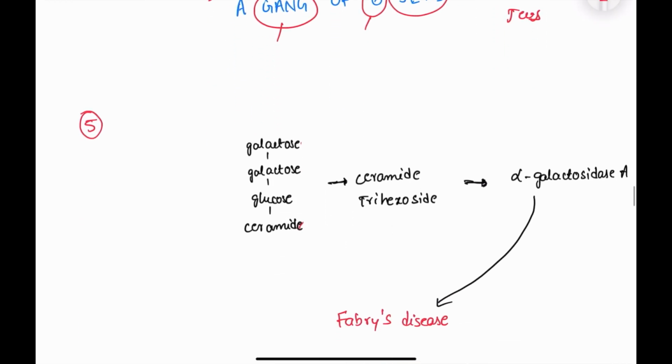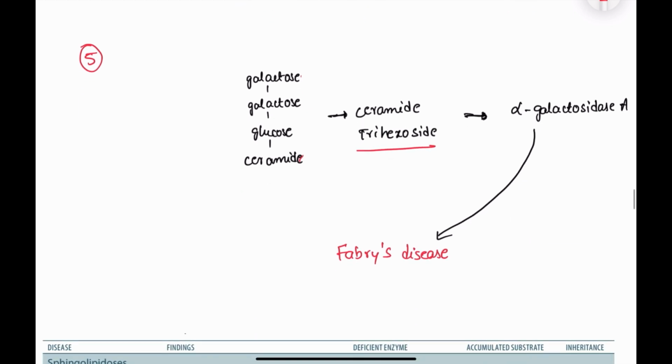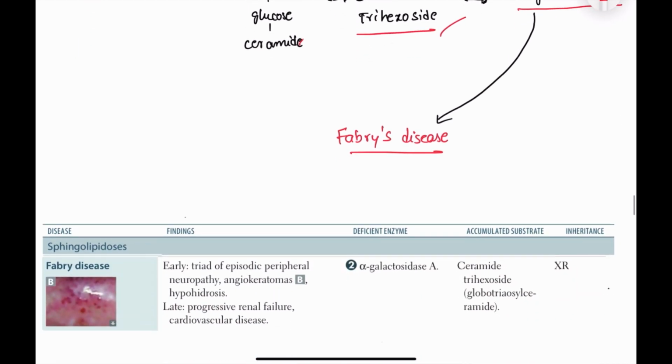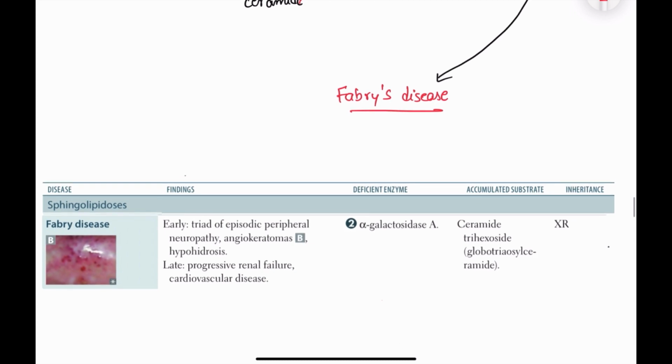Next disease: when ceramide combines with glucose, galactose, and galactose, it results in the compound ceramide trihexoside, referring to three hexagonal ring structures. This compound is normally broken down by the enzyme alpha galactosidase A. However, in Fabry's disease, this enzyme deficiency leads to accumulation of ceramide trihexoside. Some common clinical findings seen in this disease are divided into early and late stages.